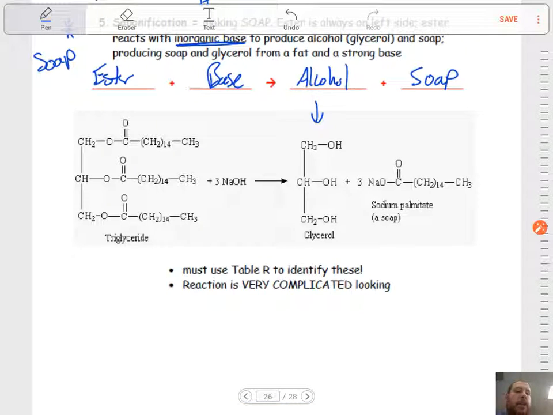So you must use Table R to identify these guys. This reaction is very complicated looking, so that's how you can remember, hey, this is saponification, because it's very, very complicated looking.